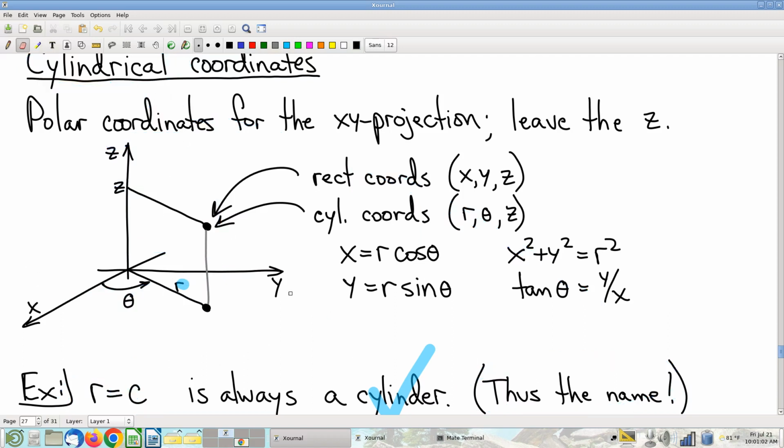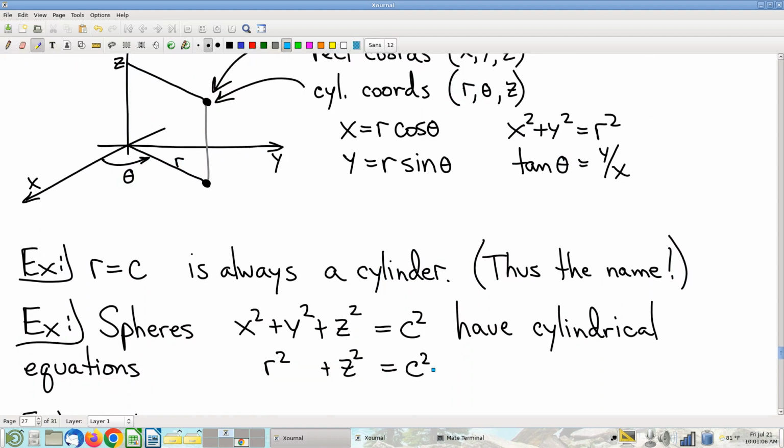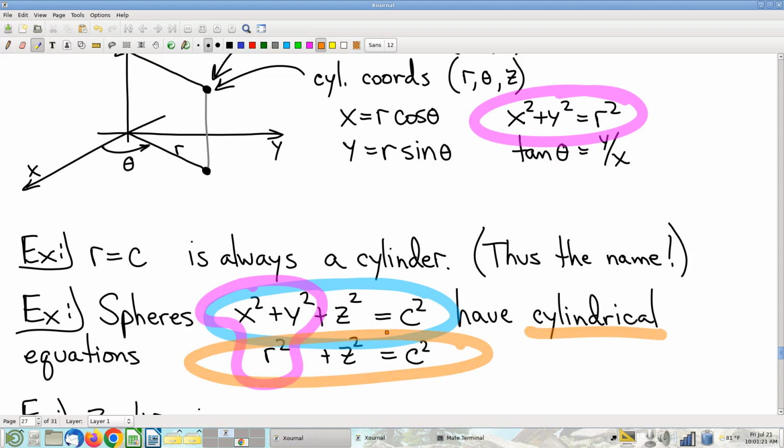Alrighty. Also, fairly convenient to write down the equation of a sphere. Now, of course, the rectangular equation of a sphere is old news, and then I'm just going to combine that with this fact that x squared plus y squared is r squared, and we get the cylindrical equation of a sphere. Also pretty decent.